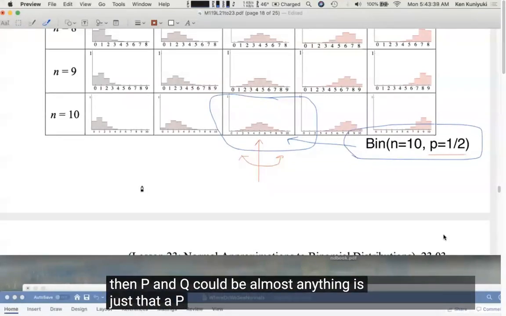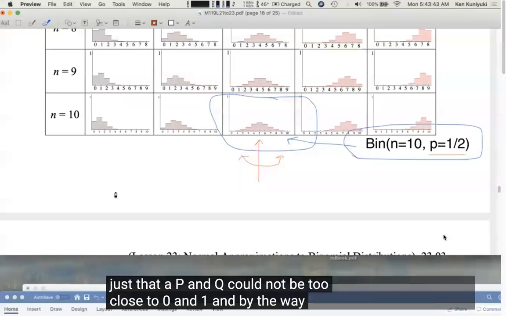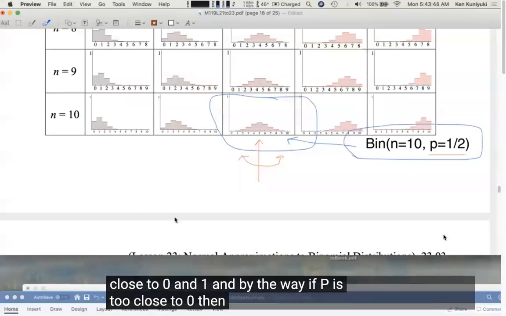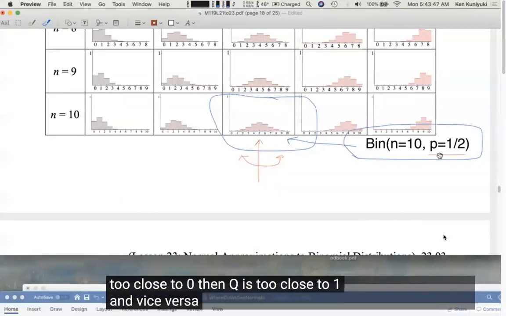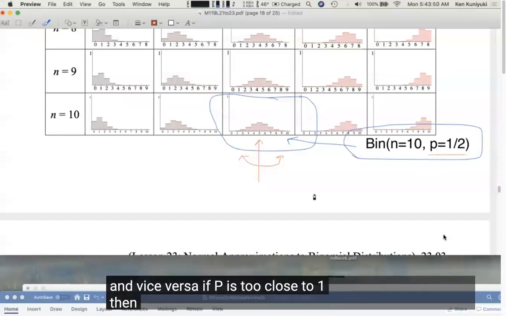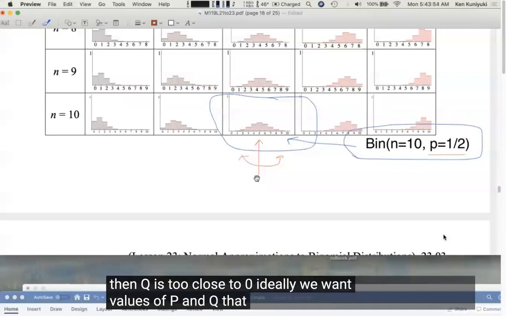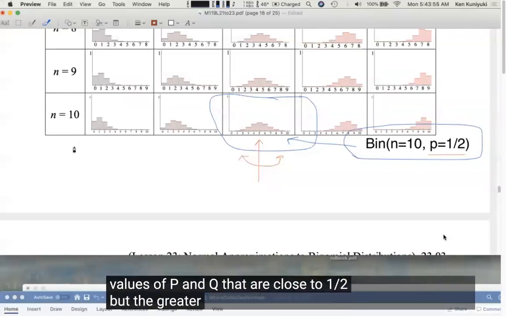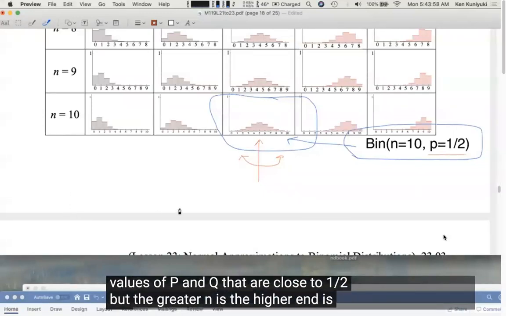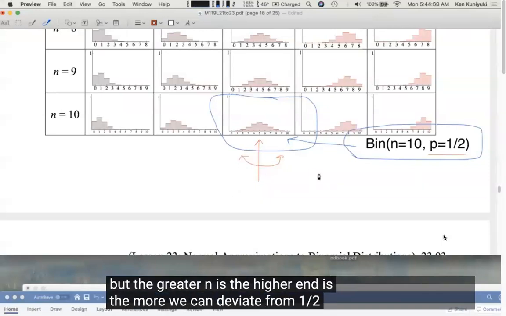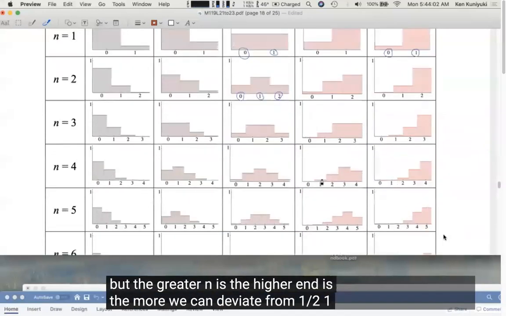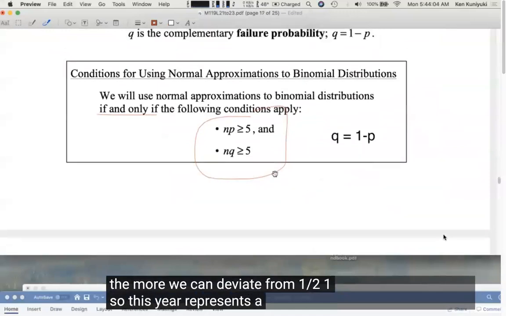It's just that P and Q could not be too close to 0 and 1. And by the way, if P is too close to 0, then Q is too close to 1, and vice versa. If P is too close to 1, then Q is too close to 0. Ideally, we want values of P and Q that are close to 1/2. But the greater N is, the more we can deviate from 1/2, 1/2. So this here represents a compromise.